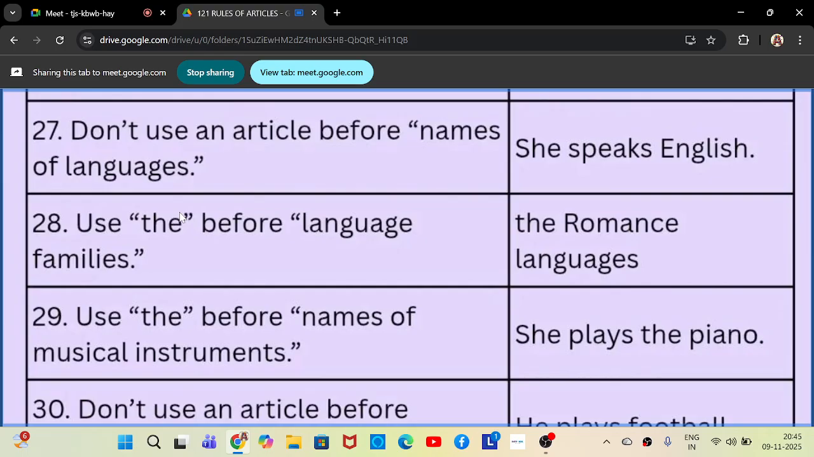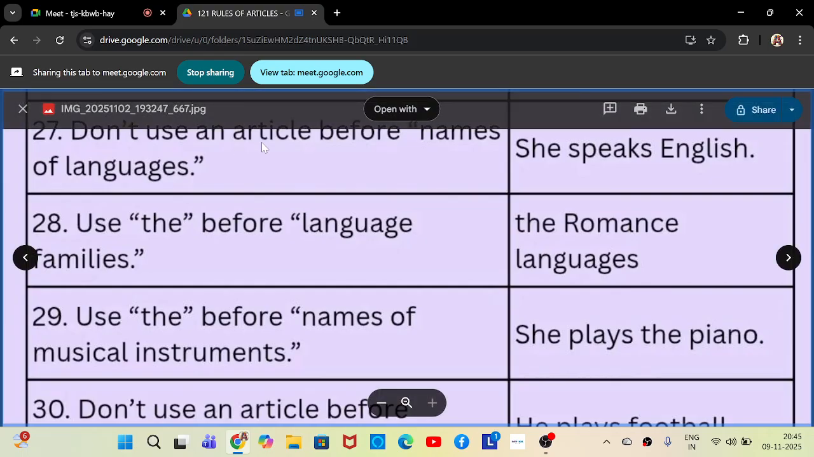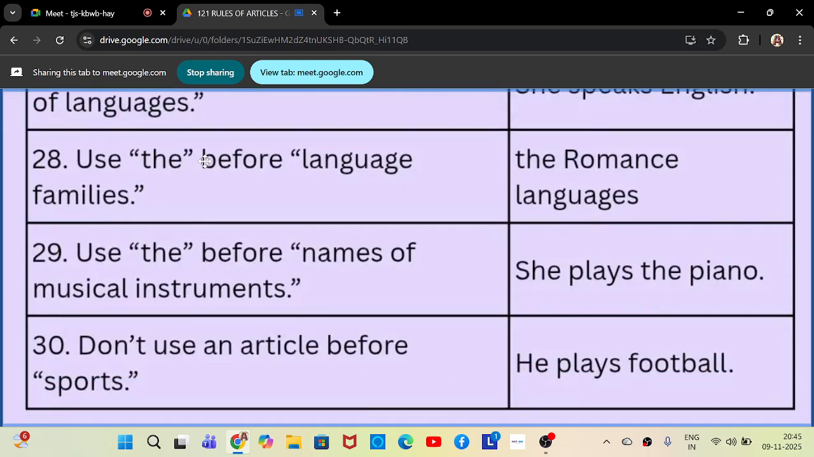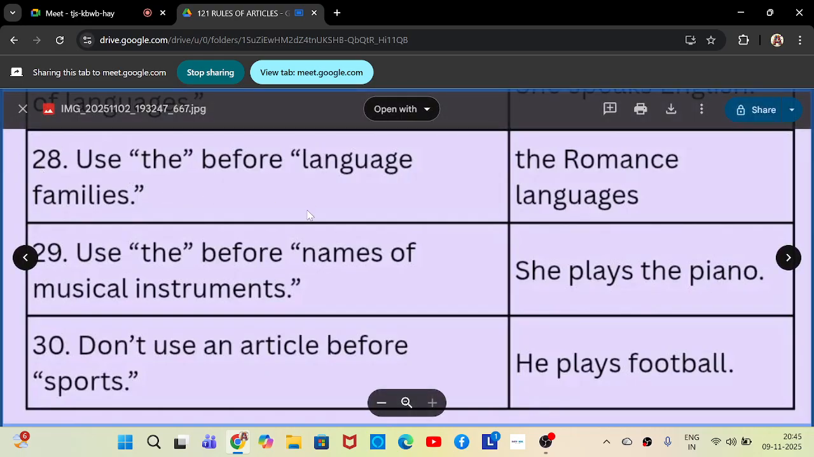Okay. Next one. Use the before language families. Okay. This is not needed now. I'm skipping this use. 28 is not needed now.